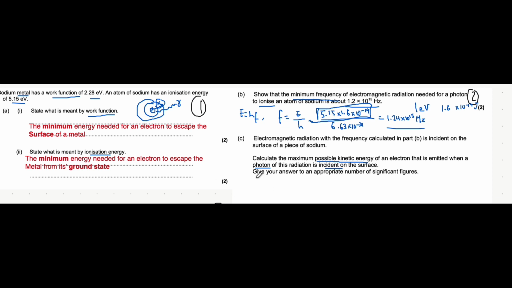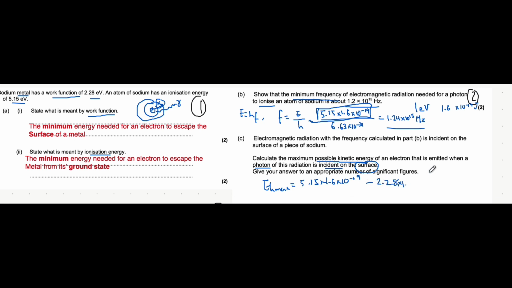So we take that energy that it would absorb, the ionization energy, and we use the fact that the maximum kinetic energy is the energy that it would absorb, which is 5.15 times 1.6 times 10 to the minus 19, take away the energy needed for it to actually escape the surface, the electron on the surface that is, and that's what we call the work function. So you have to convert this into joules before using calculation.